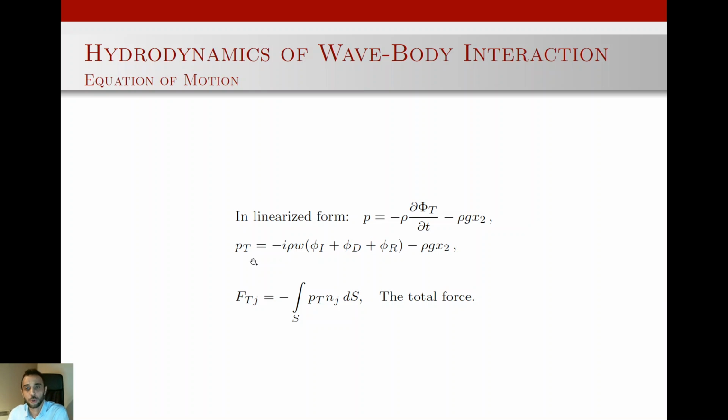Once phi total is known, we can substitute it back into the Euler's integral that we discussed earlier, and the linearized form of it, and therefore we can find the total pressure in this form. Integrating the pressure around the body, of course, will give us the total force, which has components in all three Cartesian coordinate directions.